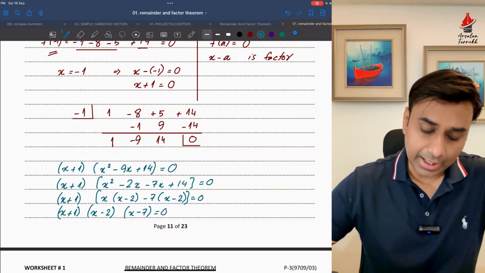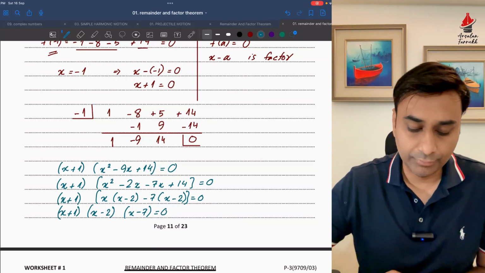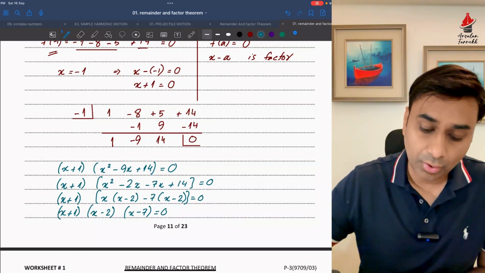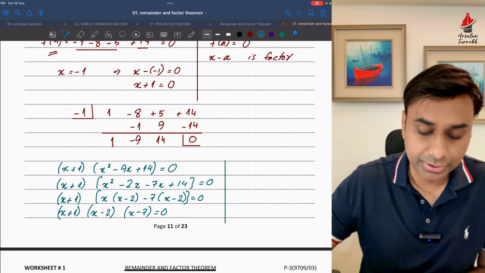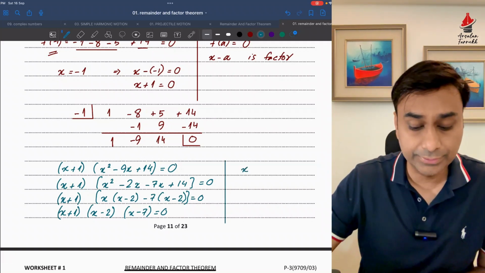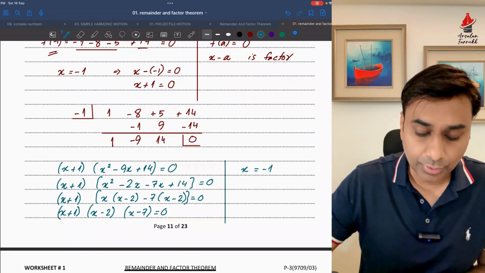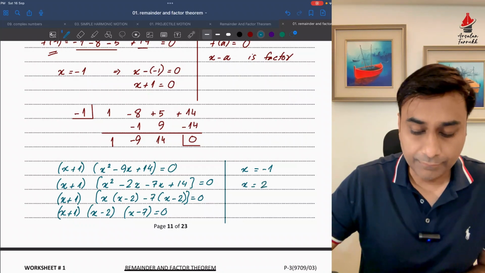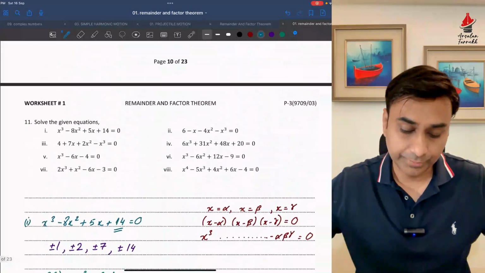So once I have achieved this, either the examiner could be asking me to find out the factors, so I would stop here. But in case the examiner is asking me to solve this equation, then I now know all the three solutions of this cubic equation. One is -1, one of them is going to be +2, and one of them is going to be +7. And this is how you actually solve any cubic equation.